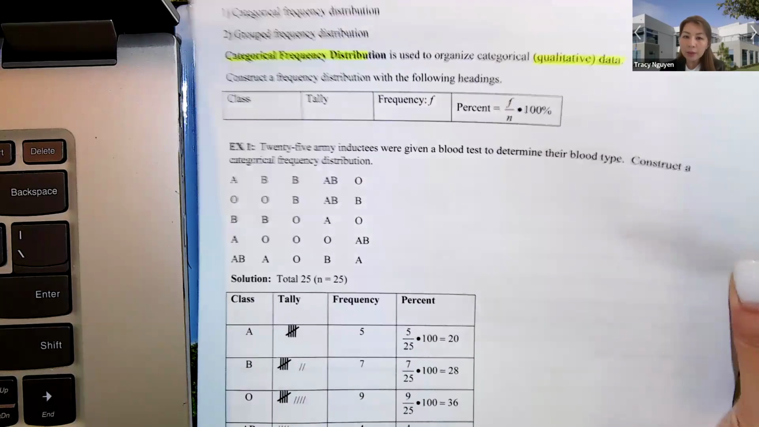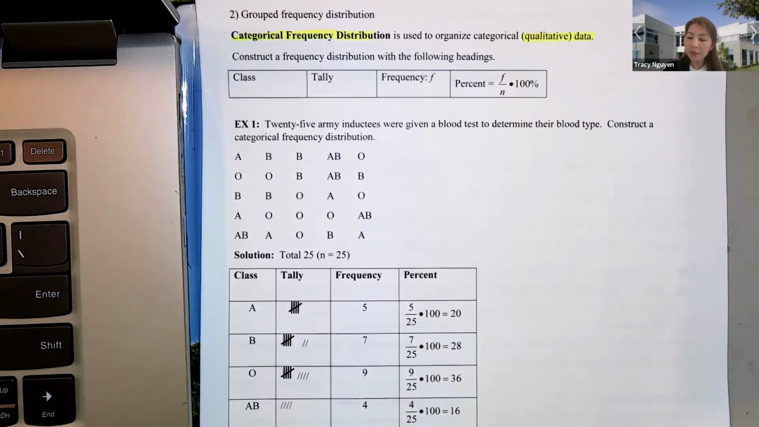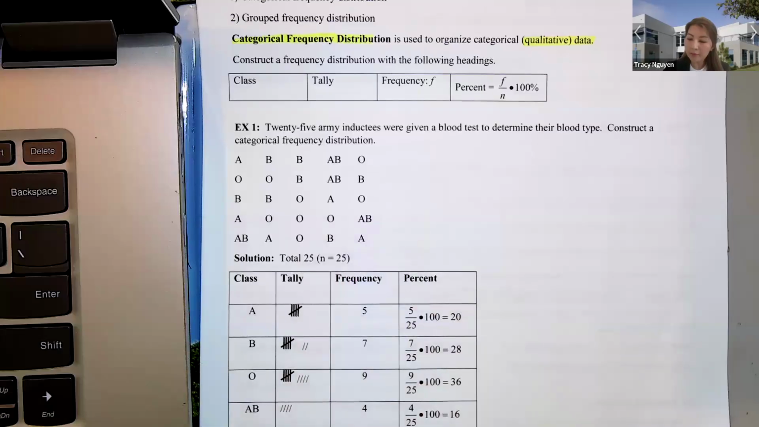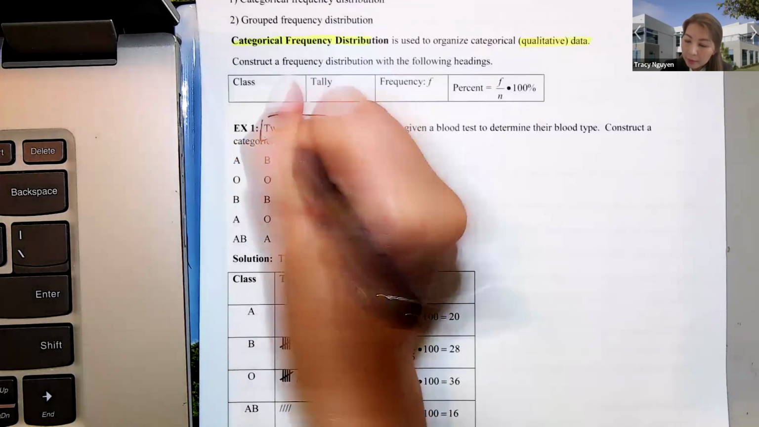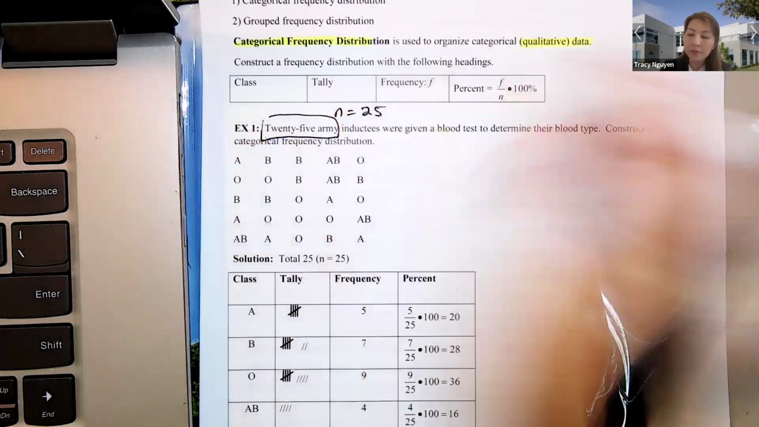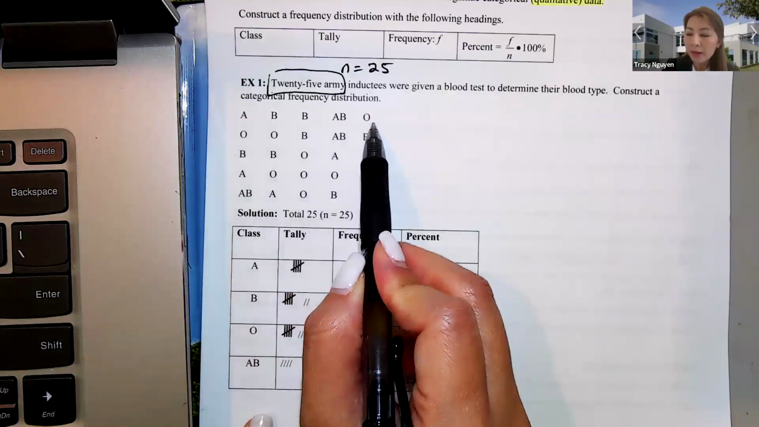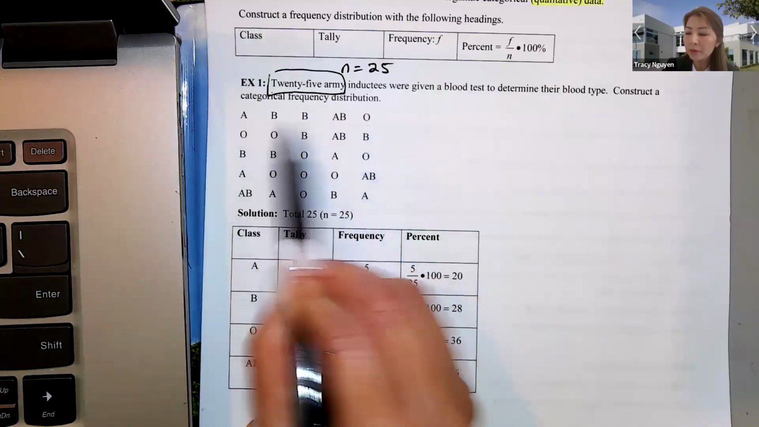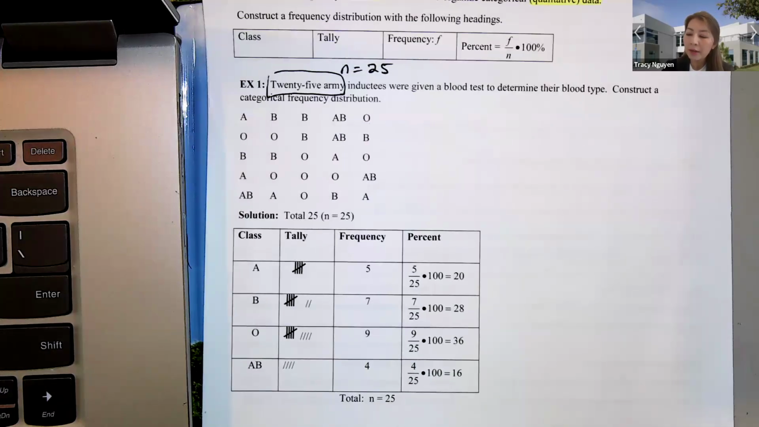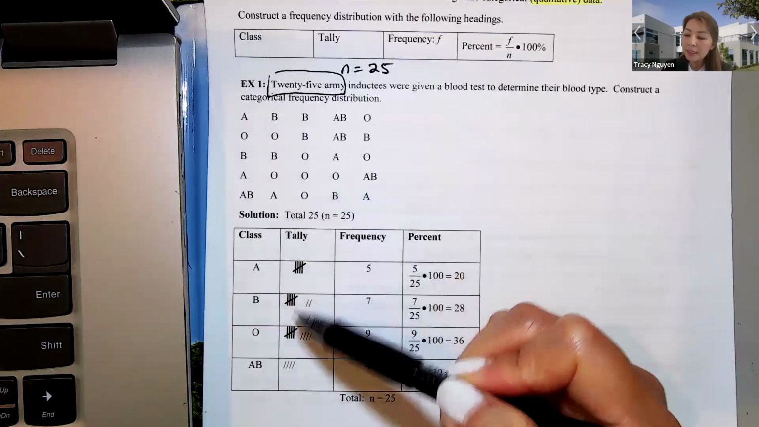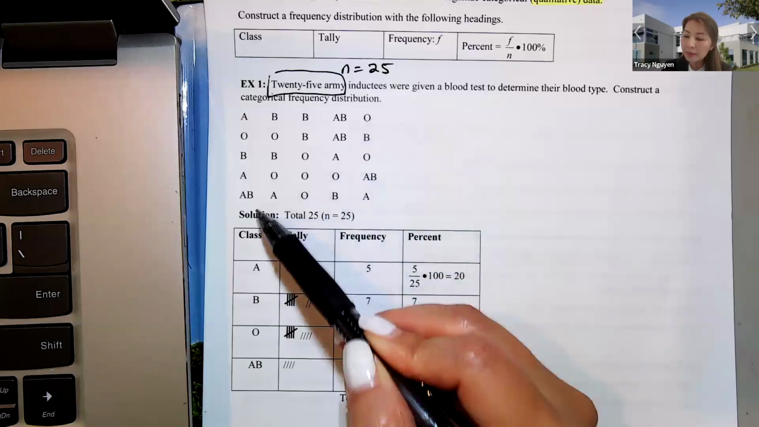25 Army inductees were given a blood test to determine their blood type. Construct a categorical frequency distribution. The problem tells us that there are 25 Army inductees, meaning that N equals 25. Another way to find the N value is to count: 1, 2, 3, 4, 5. There are 5 data values here, and we have 5 rows of 5. That's how we know N equals 25. For the class, we have the blood types: A, B, O, and AB.